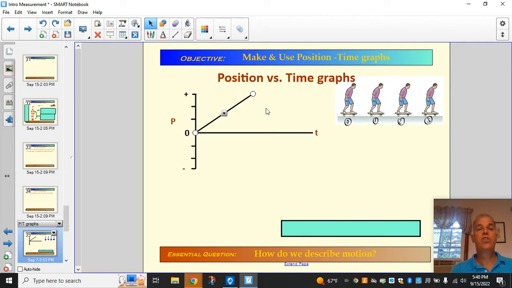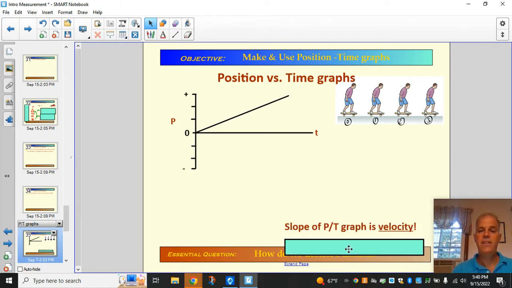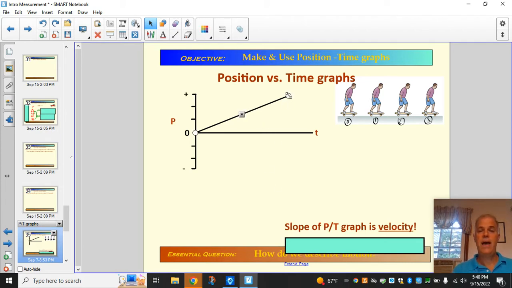Now, what if he goes slower? What if he slows down? Well, it's going to take him longer, more time to get to the same position here. And if he goes faster, well, it's going to take him less time. So what you can see is the slope of the position versus time graph is an indication of his velocity, right? A steep line is a fast, high velocity. He gets there in a hurry. While a flatter line, more time to get there, means a slower velocity.